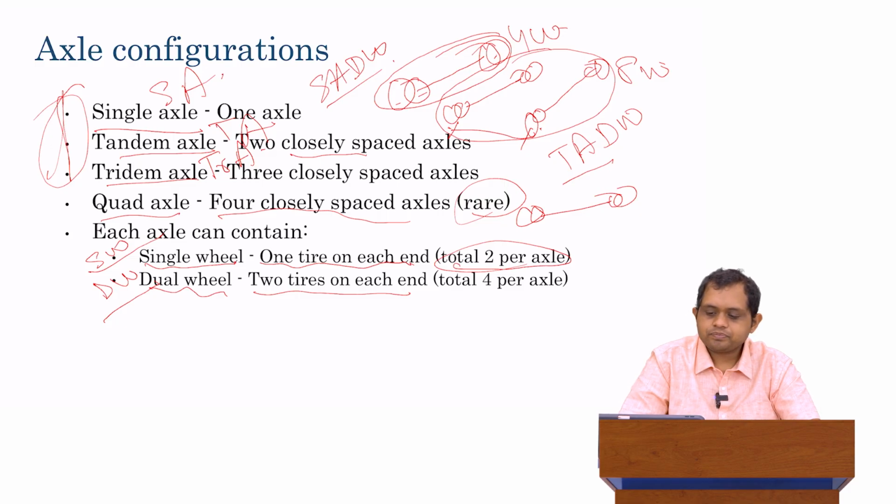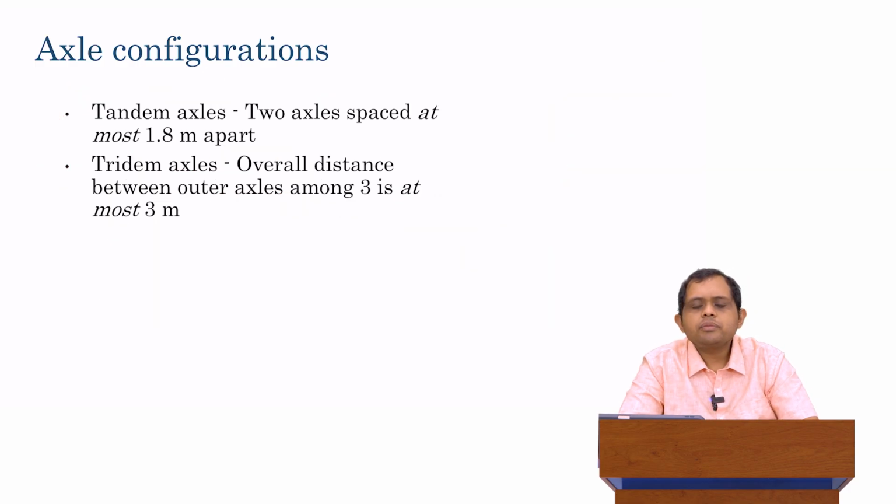And if any of you happen to be mechanical engineers, you would probably study much more detail on these designs. Okay, so let me put some numbers into this. I kept using closely spaced vehicles. What does closely spaced mean? Of course, it is subjective, but there are some formal definitions which are used quite widely. This is the Indian definition, which is very close to the US definition, so either works. When 2 axles are spaced at most 1.8 meters apart, then we call them tandem axles.